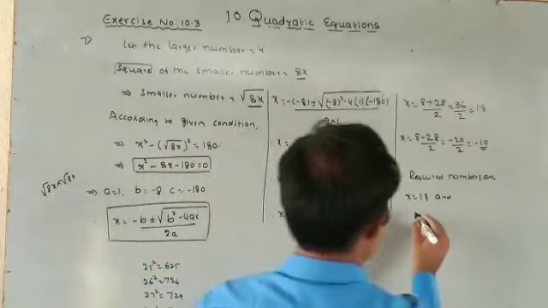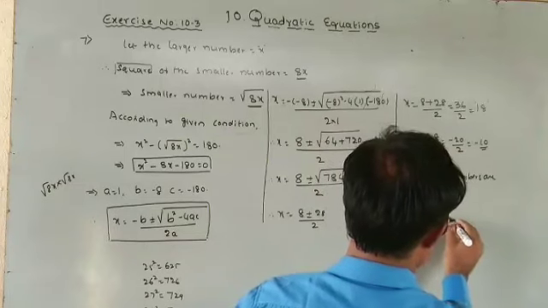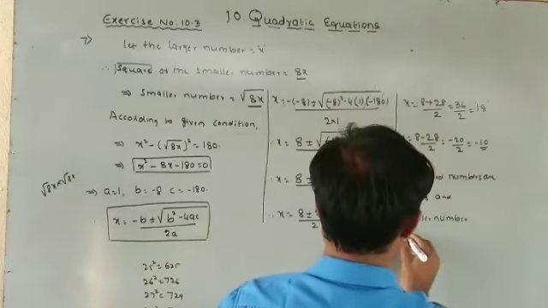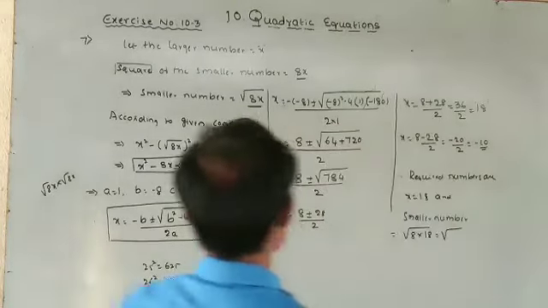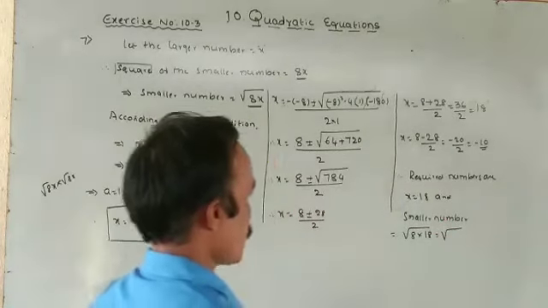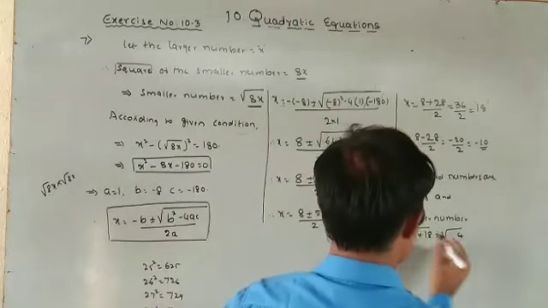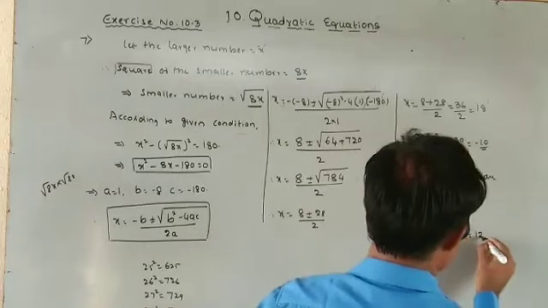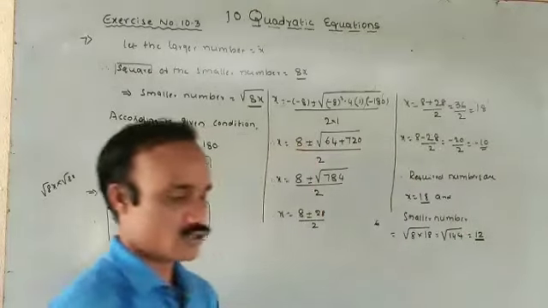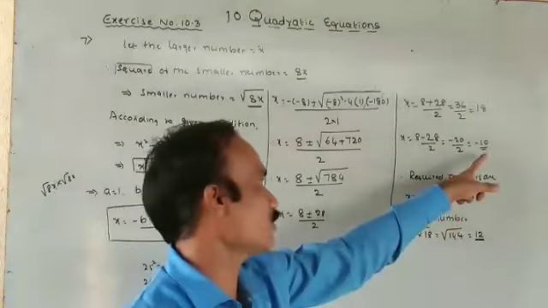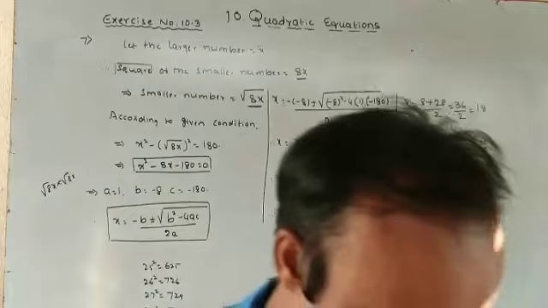and another one, the smaller number, is equal to root of 8 into 18. Root of 8 into 18, that is root of 144, that is equal to 12. So one number is 18 and another number is 12. So these two are the required numbers. So nothing to worry about the negative. Okay? Yes, this is the required answer. Is it clear?